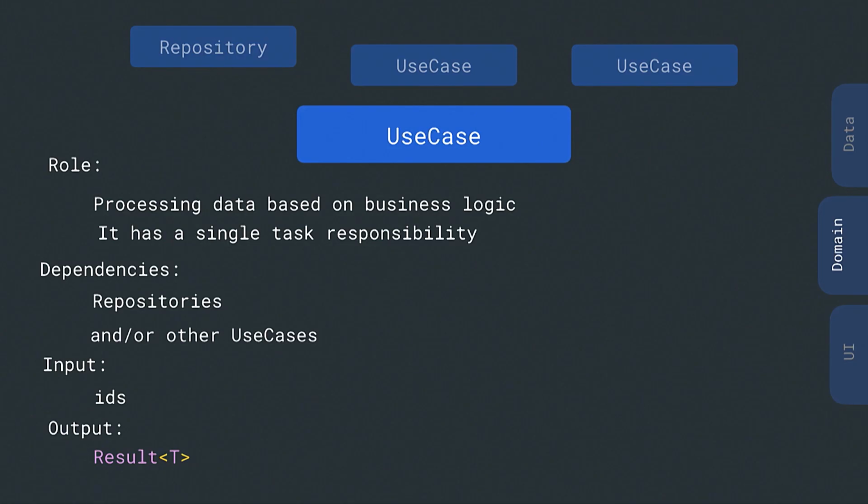OK. In the domain layer, we had use cases. The role of the use case is to process data based on business logic. It would depend on repositories and on other use cases. It would get IDs as input, and as output a result of type T. What's extremely important is that the use cases should have a single task responsibility. And you'll say, OK, but shouldn't all classes have this? Yes, but these use cases should really be light and reusable. And we wanted to find a way to enforce this single task responsibility.